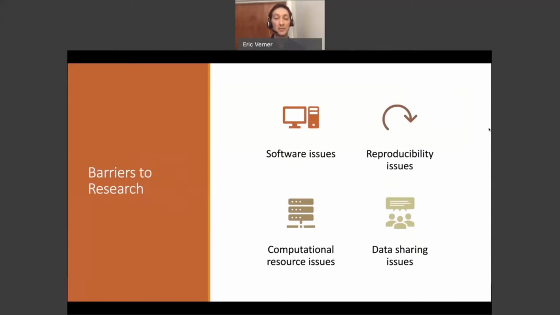Next are computational resource issues. Now, neuroimaging data is quite vast. It could be maybe one terabyte for a study of 100 subjects just in the original data, and then maybe 10 times that in derived data once you have processed the data.